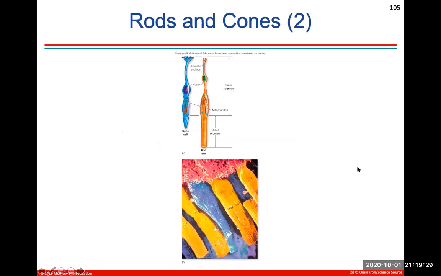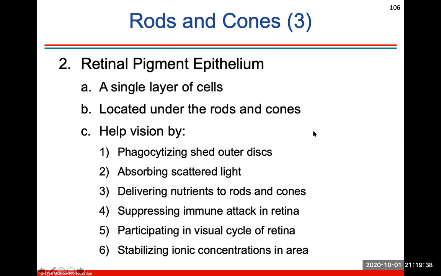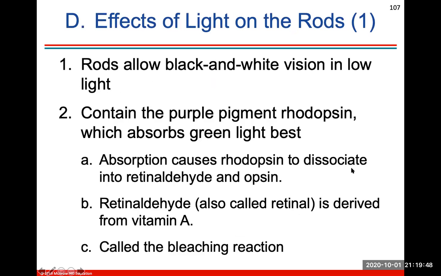Rods and cones consist of an outer segment full of flattened discs with photopigment molecules and an inner segment that contains the cell organelles. They're named rods and cones because a cone has a more cone-like shape and a rod looks thicker in shape. The retinal pigment epithelium is a single layer of cells located under the rods and cones. This is how it helps vision, and I'll let you read through that. Rods allow for black and white vision in low light. They contain the purple pigment rhodopsin, which absorbs green light the best. So rods are associated with the ability to see in low and dim light.